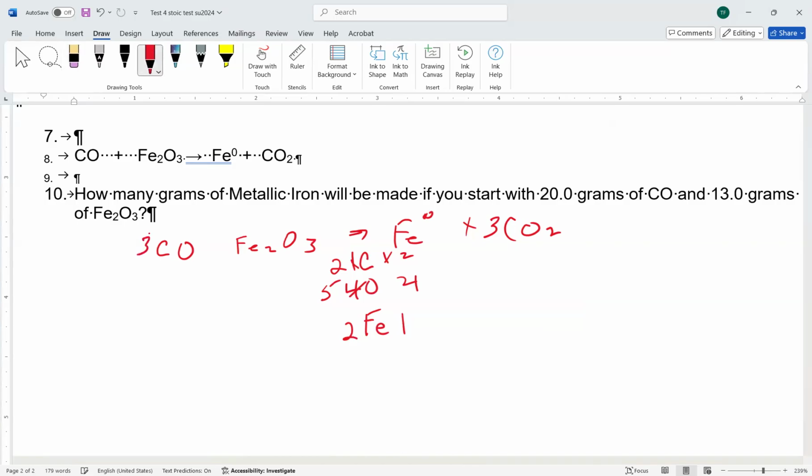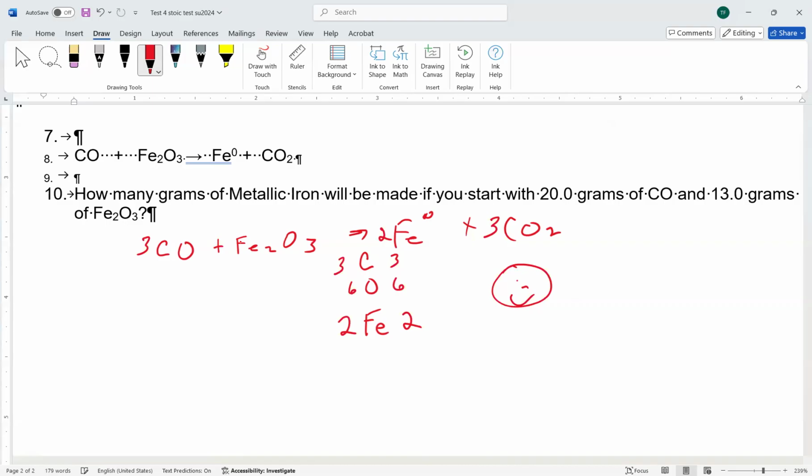Okay, so let's take an inventory really fast and see where we are. Okay, so we have 3 and 3 on carbons. We've got 6 oxygens, 6 oxygens. And we have 2 irons, 2 irons.